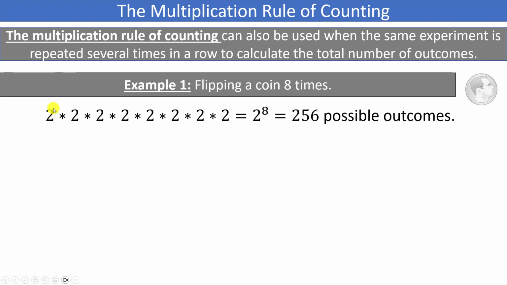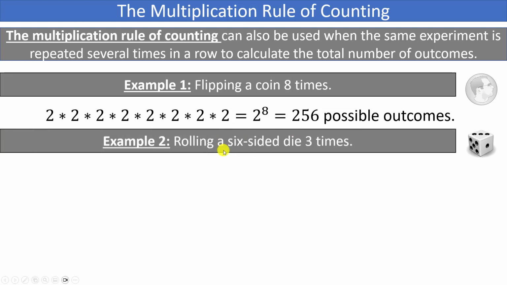So altogether, we have 2 times 2, so that we have 8 2's, or that's the same thing as 2 to the 8th power, or 256 possible outcomes. One possible outcome would be flipping heads 8 times in a row. Another possible outcome would be 7 heads and then tails at the end, or any other combination of heads and tails together. If you listed them all out, there would be 256 possible outcomes.